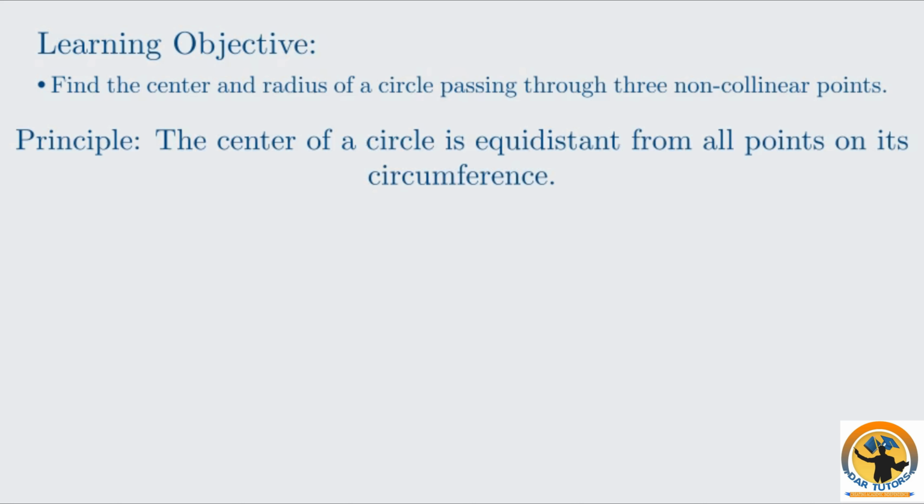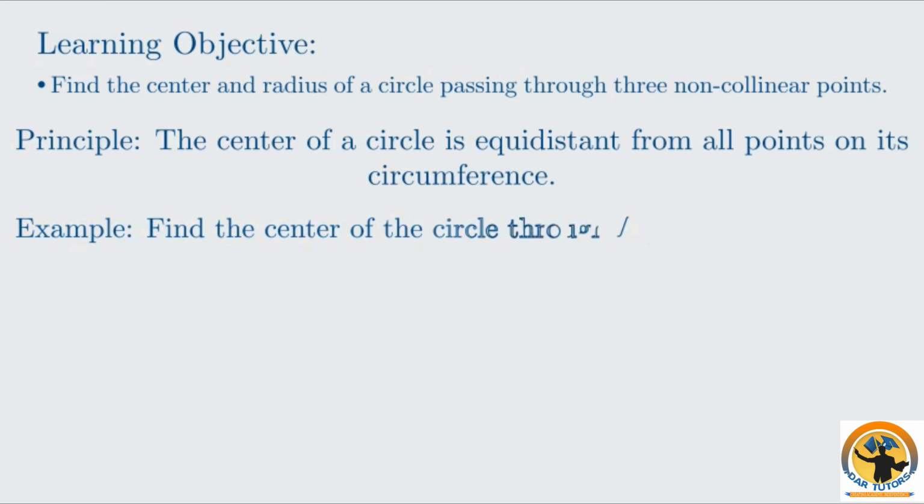The center is simply the intersection of these 2 lines. Let's apply this to an example. We want to find the center of the circle that passes through points A (1, 2), B (4, 5), and C (2, 1). First, we'll find the equation of the perpendicular bisector of AB.